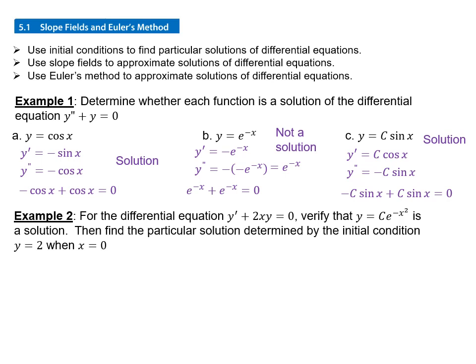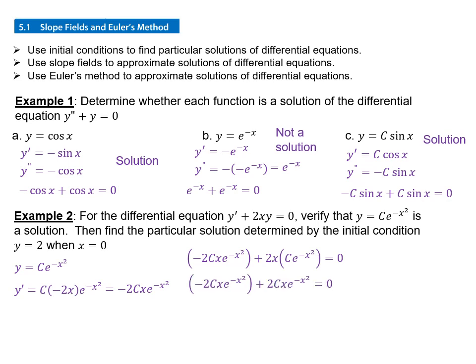On the second one, we want to verify that c e to the negative x squared is a solution, and then find the particular solution determined by the initial condition that y equals 2 when x equals 0. So first derivative is going to be c times negative 2x, because that's the derivative of negative x squared, times e to the negative x squared, which is negative 2cx e to the negative x squared. Plug that in, so y prime, negative 2cx e to the negative x squared, plus 2x times c e to the negative x squared. Do a little simplifying.